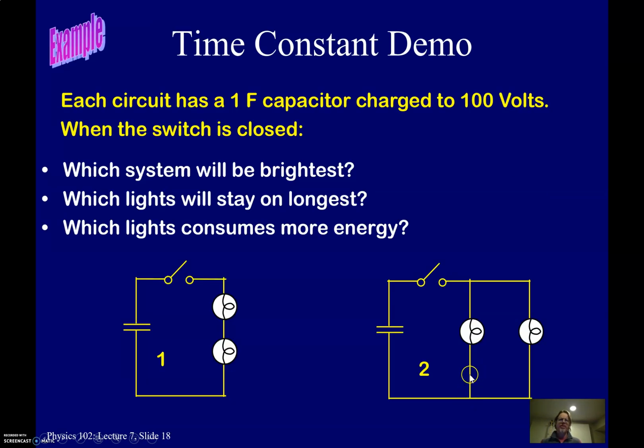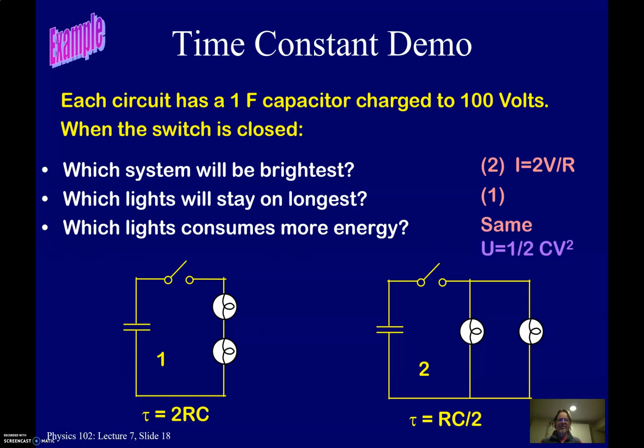Alrighty, so pop quiz here. Time constant demo. Each circuit has a 1 farad capacitor in it, and it's charged at 100 volts. We have the same energy that we're starting with. So when the switch is closed, which system is the brightest? Well, it's the one that has the least resistance, which is of course number 2 over here. Which one will stay on the longest? Well, that's the one with the most resistance, because it slows everything down. Okay? And which consumes more energy? Well, remember, we have the same capacitor charged to the same potential.